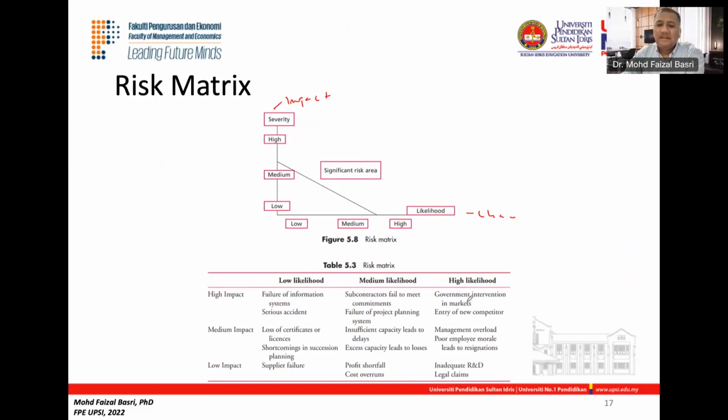The extreme opposite is what you can see here, with a high likelihood to happen in terms of risk, but very low impact. For example, inadequate R&D. Some companies don't even have a budget for R&D. So, is it high likelihood? Yes, it can happen to any company. But is the implication to the company high? No, it's low, because when they don't have R&D, they have other options to do. So they can replicate other companies.